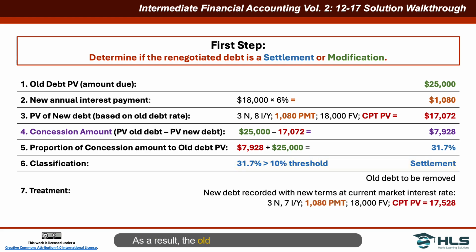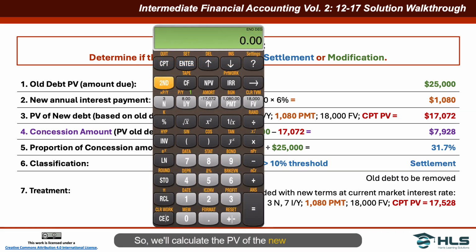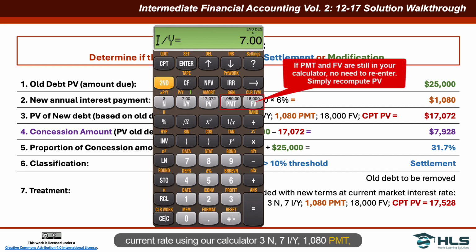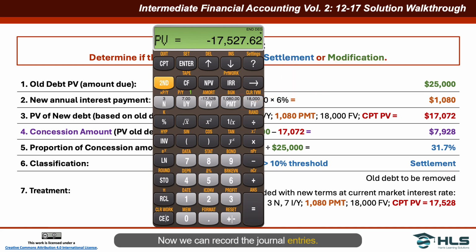As a result, the old debt must be removed from the books, and the new debt is recorded with the new terms at the current market interest rate. So we'll calculate the PV of the new debt with the current rate using our calculator, 3N, 7 IY, 1080 PMT, 18,000 FV, and compute PV to end up with $17,528. Now we can record the journal entries.